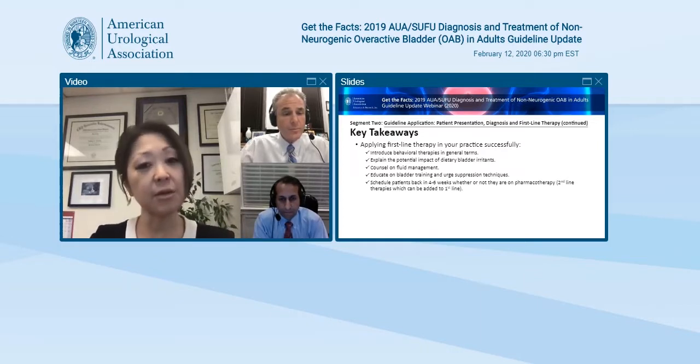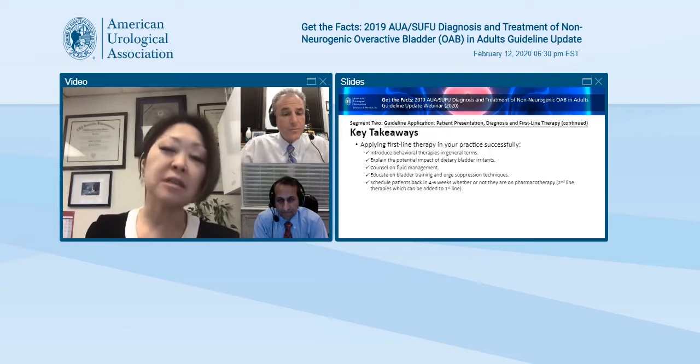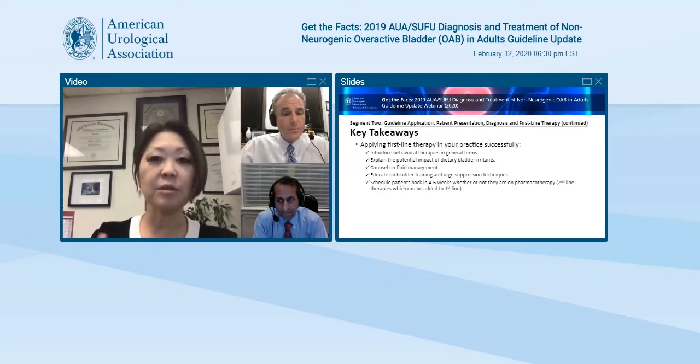So I counsel them not only on the fluid management insofar as the type of fluids that they take, but some patients will come in with this idea that more is better, and they'll say, oh, I drink 10 glasses of whatever fluid a day. So really to explain to them that limiting fluid to a reasonable amount, and then taking care to not take bladder irritants is important.